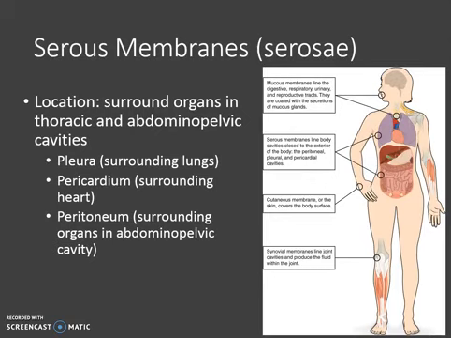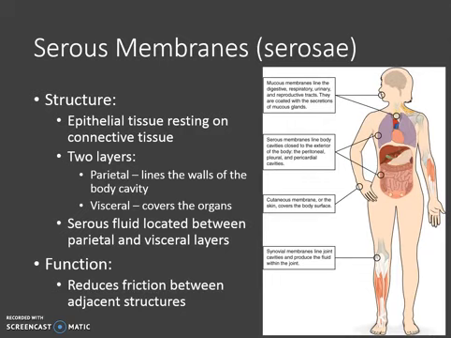So for example, we'll talk about the pleura more when we talk about the respiratory system. We'll talk about the pericardium more when we talk about the cardiovascular system. And we'll talk about the peritoneum more when we talk about the digestive system. Serous membranes are also made up of epithelial tissue laying on some connective tissue. And the key thing is that there are two layers associated with a serous membrane. The parietal layer is going to line the walls of the body cavity, whereas the visceral layer is actually on the surface of the organs.